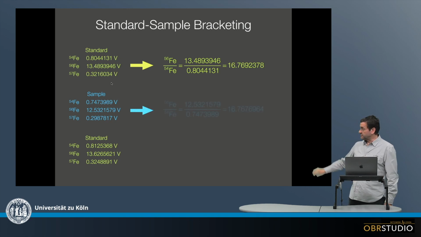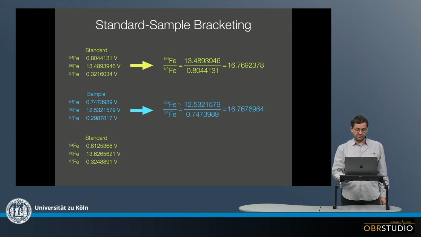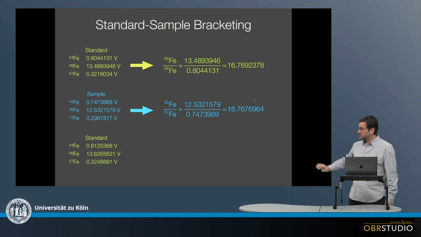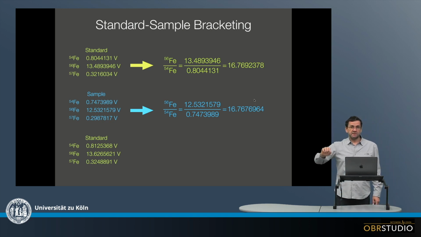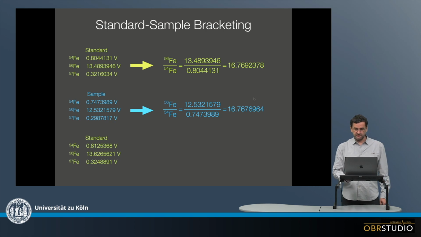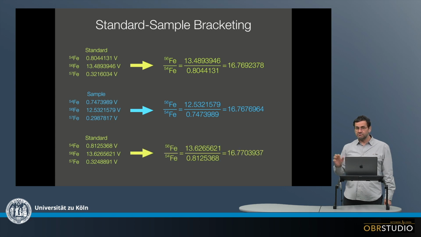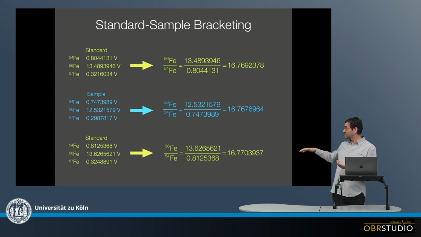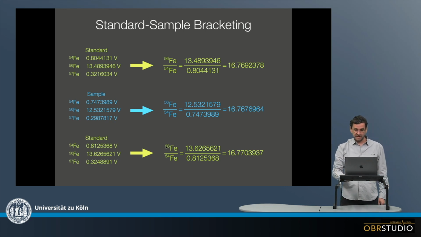And then I make the same calculation for the sample. So divide the 56 by the 54. This produces 16.7676964. And you can see already that there's only a very small difference, as isotope differences are usually very small. It's just in the 3rd digit after the point that there is a difference. And I do the same for the next standard, and well, it's a standard, so it should give the exact same ratio as the first standard. It's not entirely the same as you can see here, but it's very close.